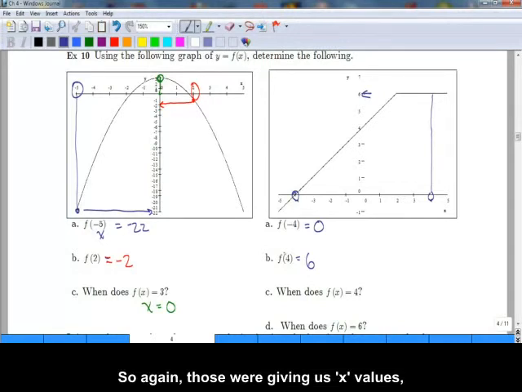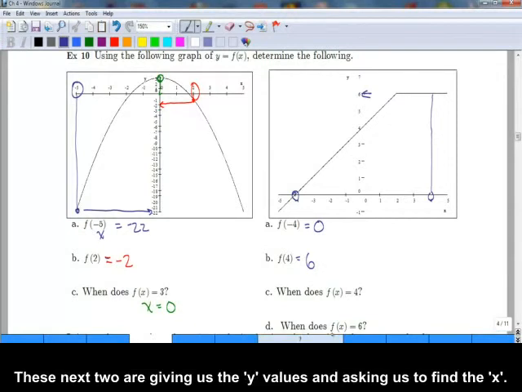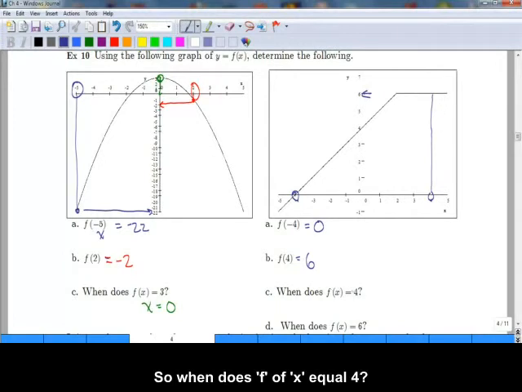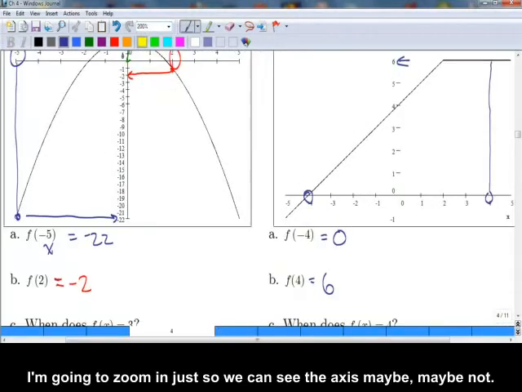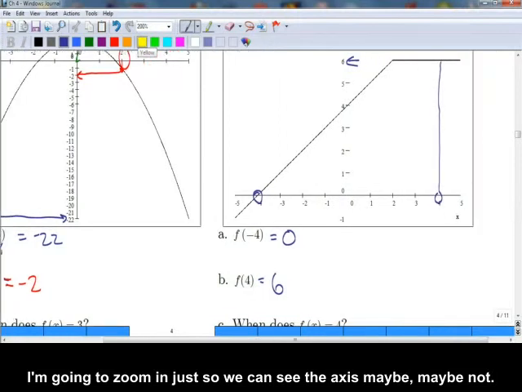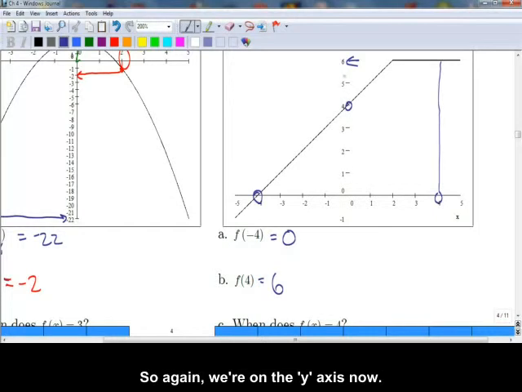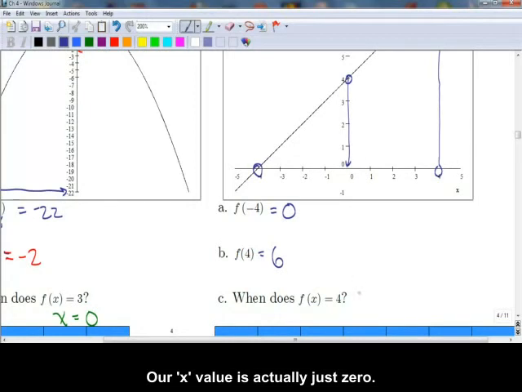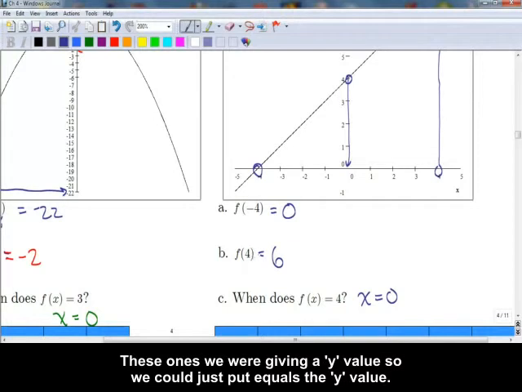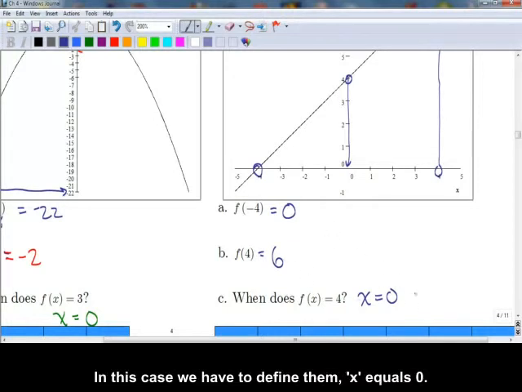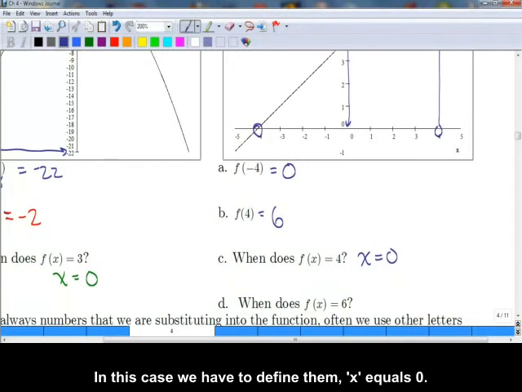So again, those were giving us x values because those were in parentheses and we were finding y. These next two are giving us the y values and asking us to find the x. So when does f of x equal 4? I'm going to zoom in just so we can see the axis, maybe not. But essentially on this example here, if y equals 4, so again we're on the y-axis now, our x value is actually just 0. In this case we have to write x equals 0. These ones we were giving a y value, so we could just put equals the y value. In this case we have to define that x equals 0.